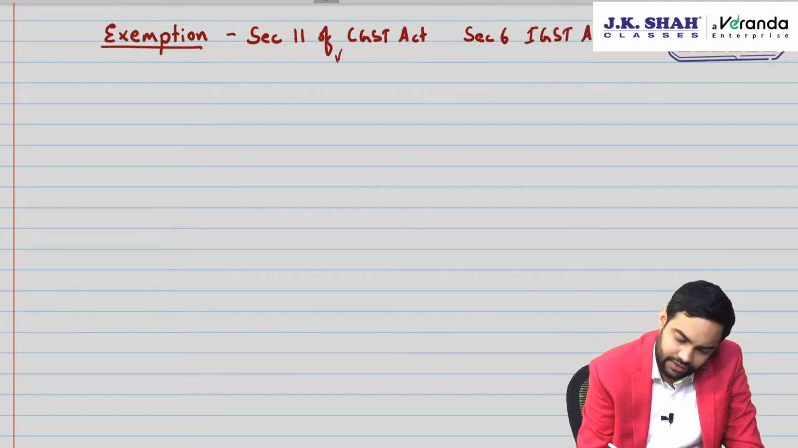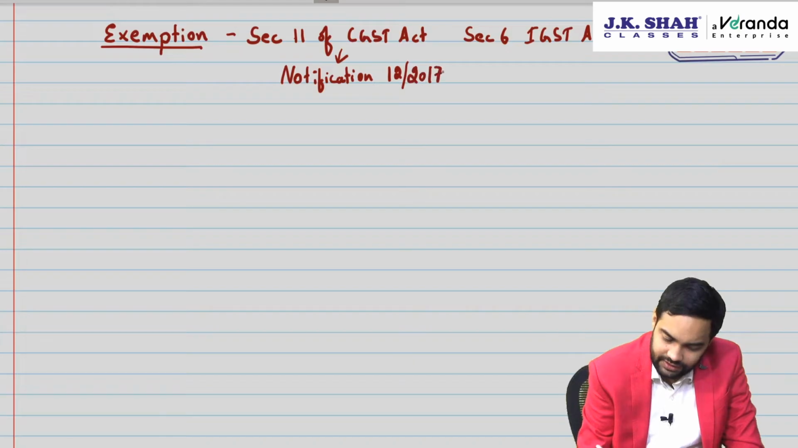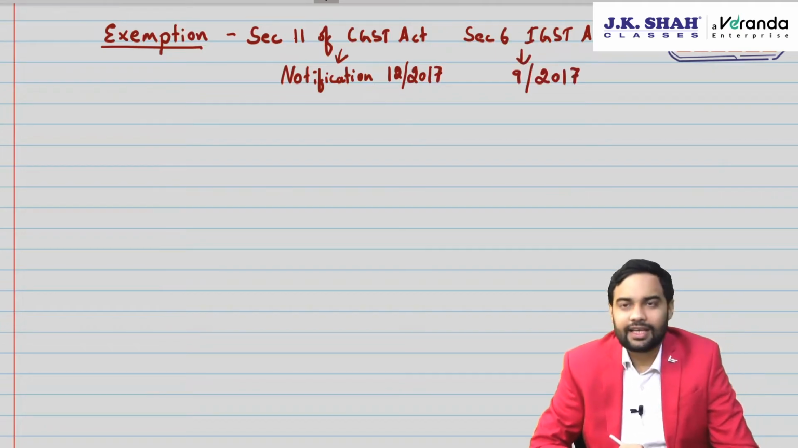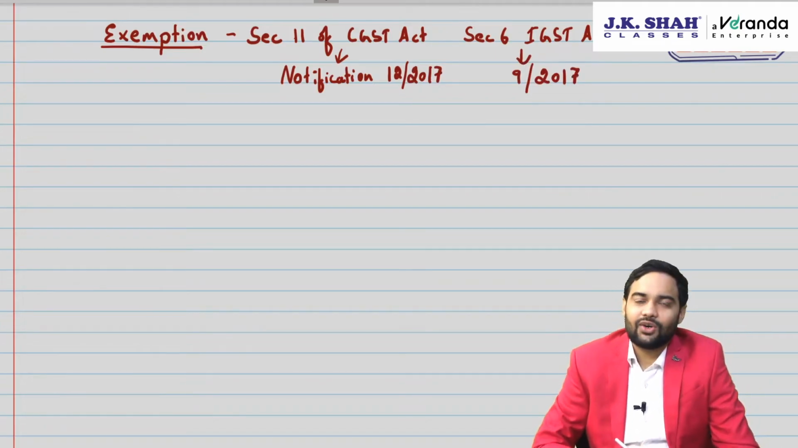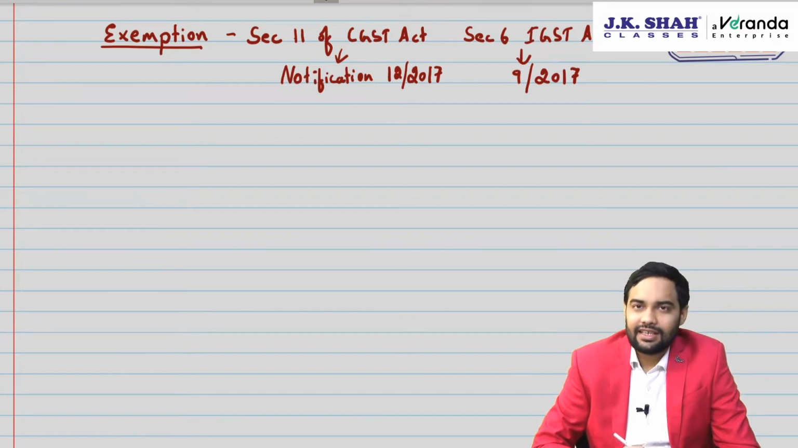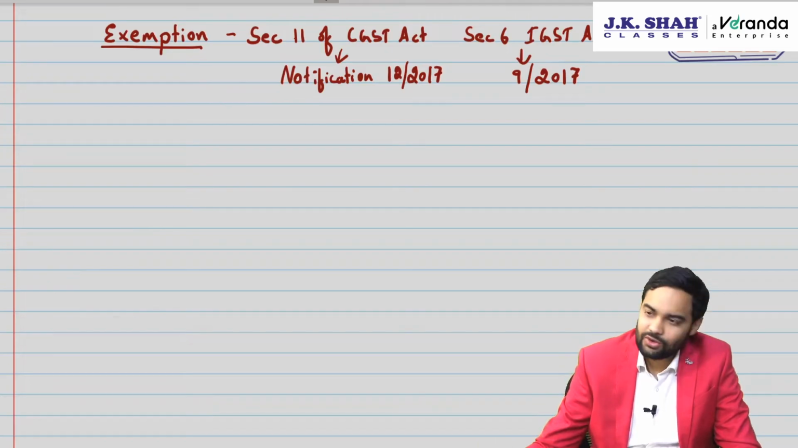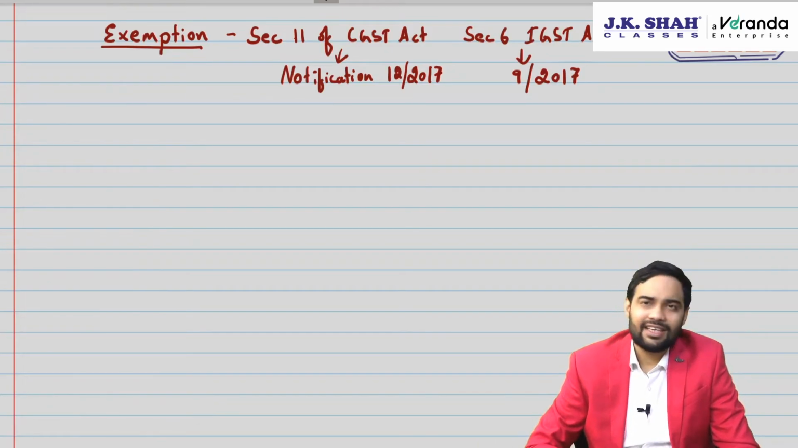The notification number which grants the exemption for services, because you learn only service related exemption, is 12/2017, and here it is 9/2017 of the IGST Act. An exemption can be of general nature or special. General is available to everyone. Special is available to only those who have an order. It is given in exceptional circumstances only.